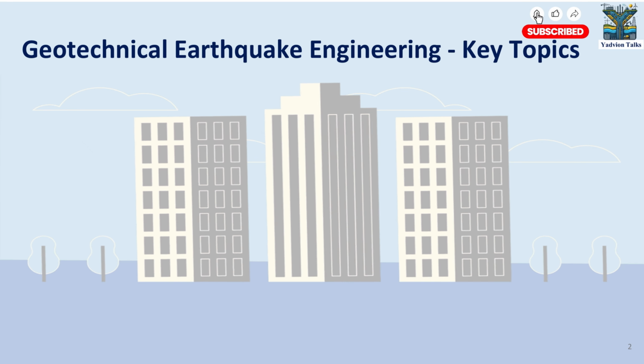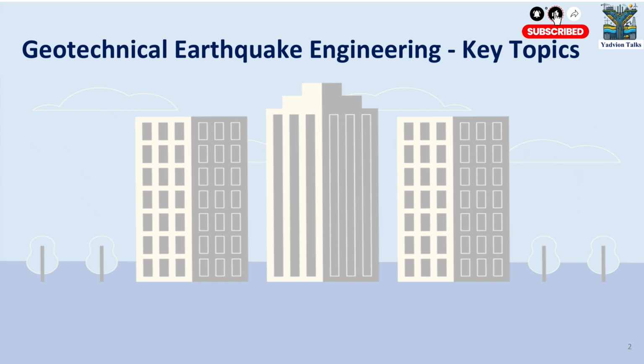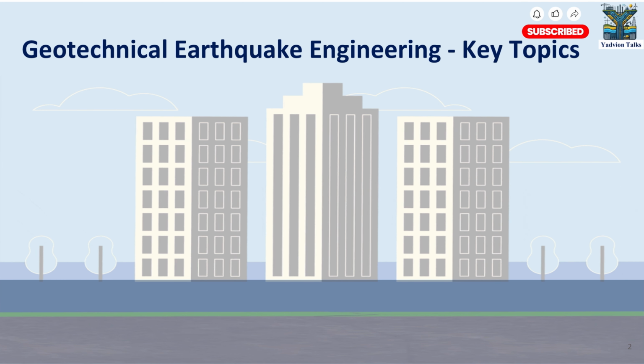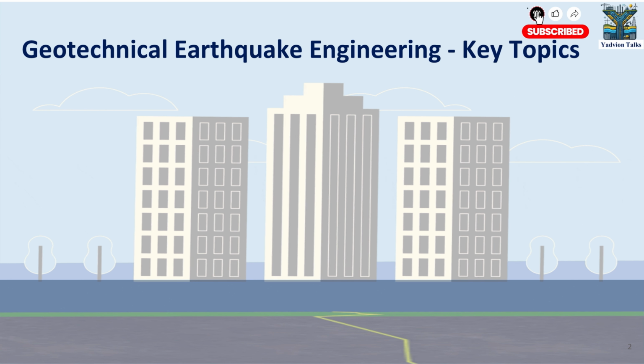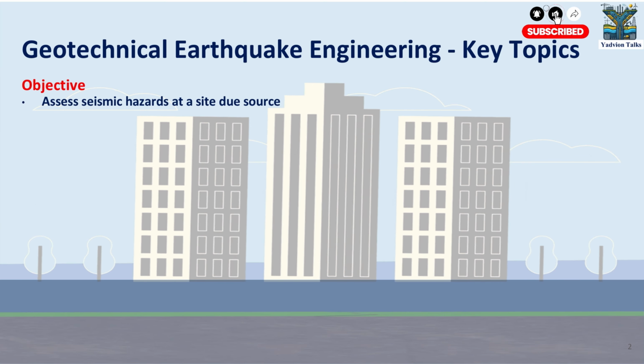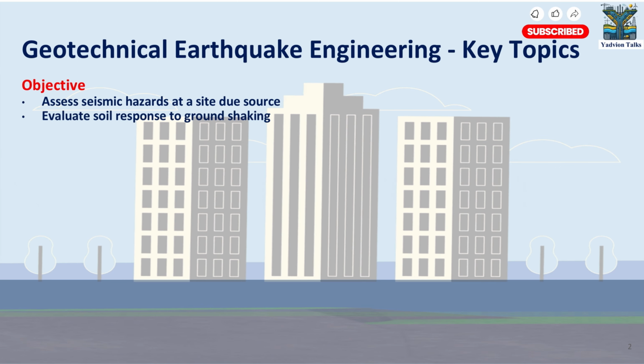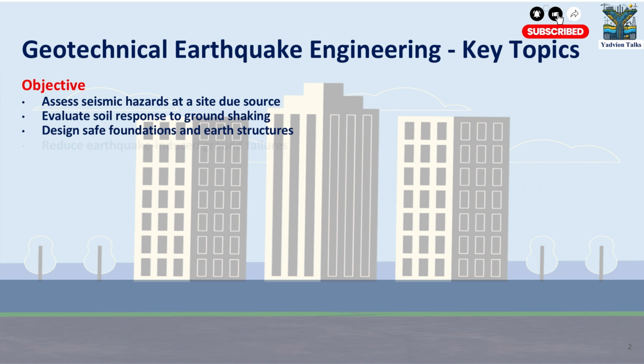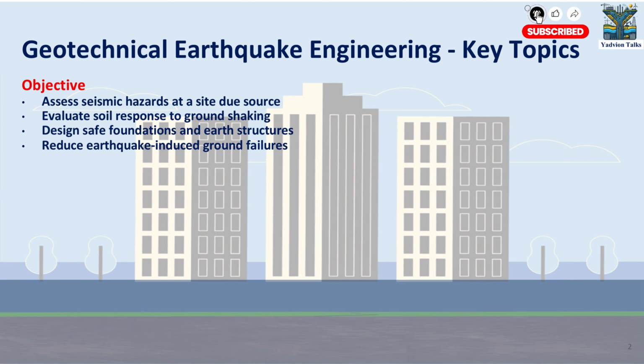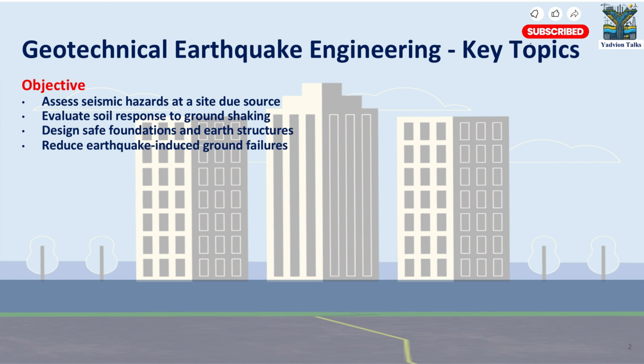So why does an earthquake happen? There is a sudden release of huge energy, due to which the ground shakes and everything starts to move. Now, what is the objective? To assess the seismic hazard at a site due to the source, evaluate the soil response to the ground shaking, design safe foundations and earth structures, and reduce earthquake-induced ground failures.